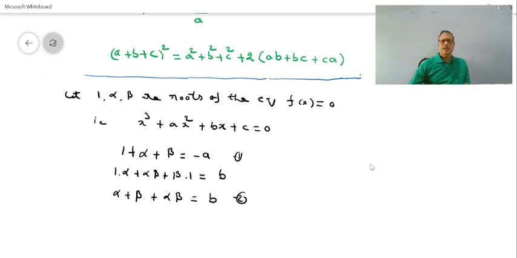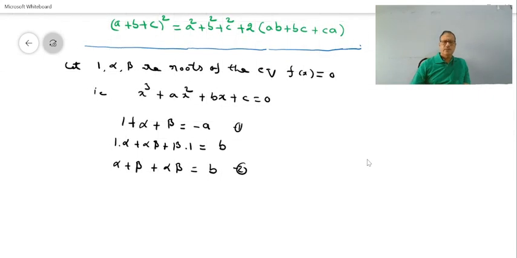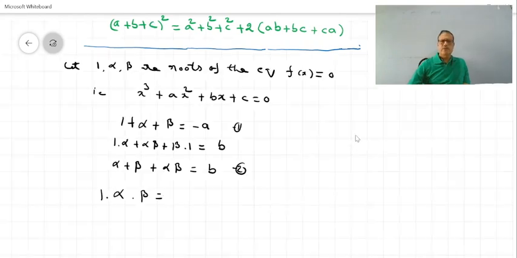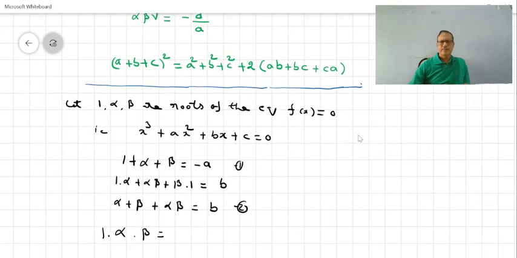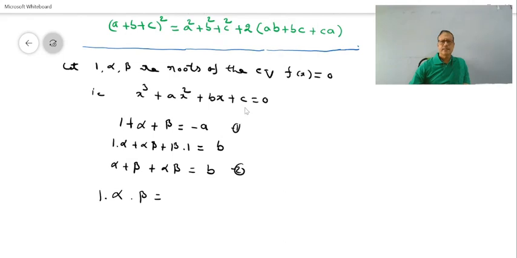And write the product of the roots alpha, beta, gamma. So here that is 1 into alpha into beta. So this is equal to, what is the formula of the product of the roots alpha, beta, gamma, that is minus d by a. Here d is c. So this is equal to minus c by 1.